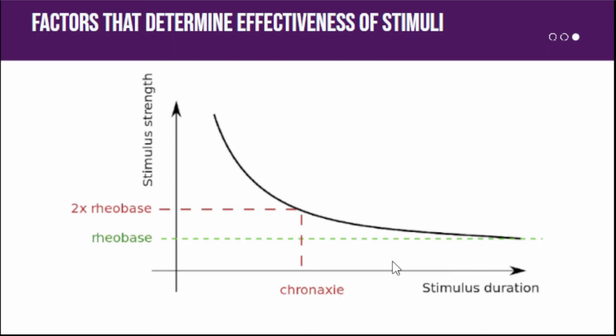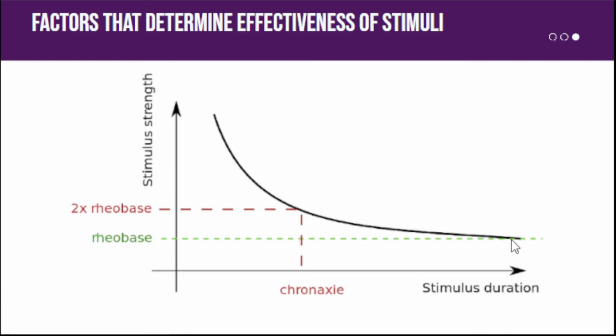So the minimal amount of strength that you need to elicit a response is called rheobase. No? Rheobase. The minimum amount of strength of the stimulus that you need to produce a response is called rheobase. So let's say this is the minimum level, no? This dotted green line.